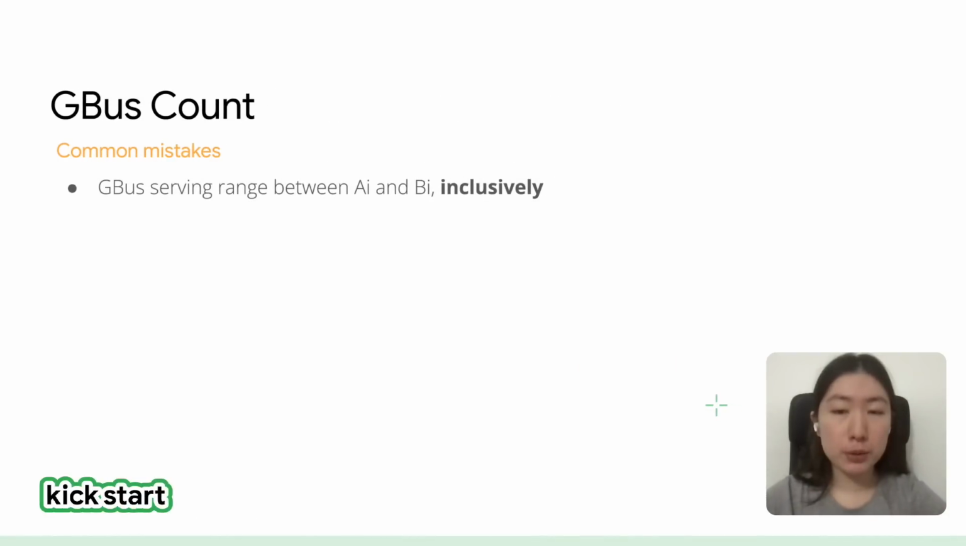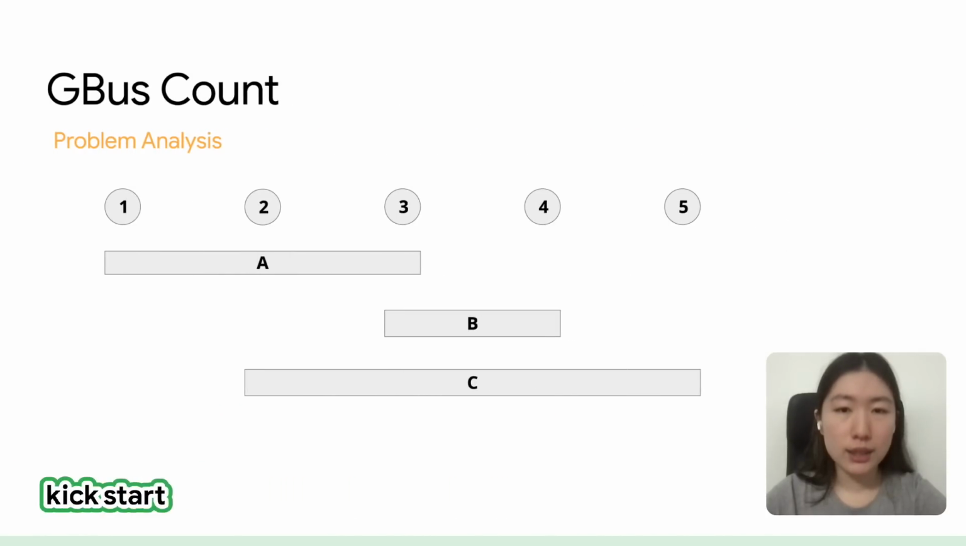Before jumping to the problem analysis, let's sort out some of the common mistakes you might make when you're trying to understand the problem. The GBus serves the cities with numbers between Ai and Bi inclusively, which means Ai and Bi are also included in the serving range. Now, let's start analyzing the problem.